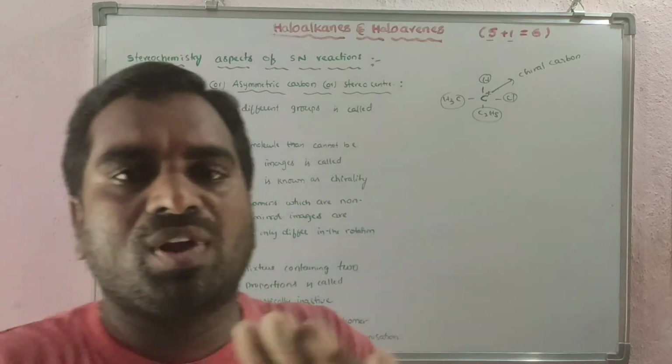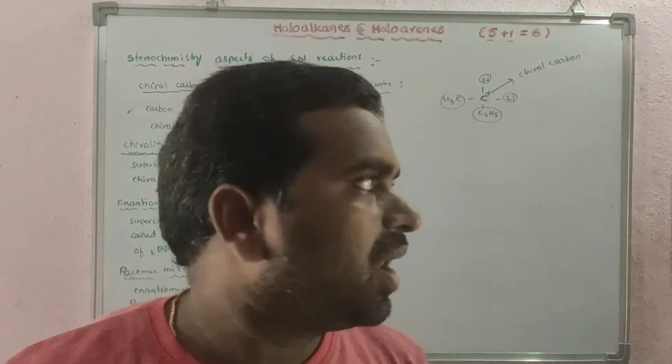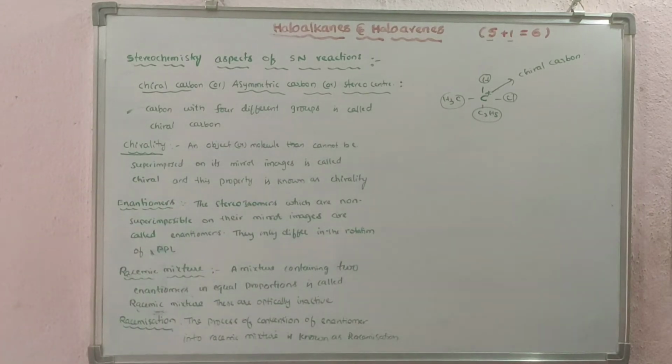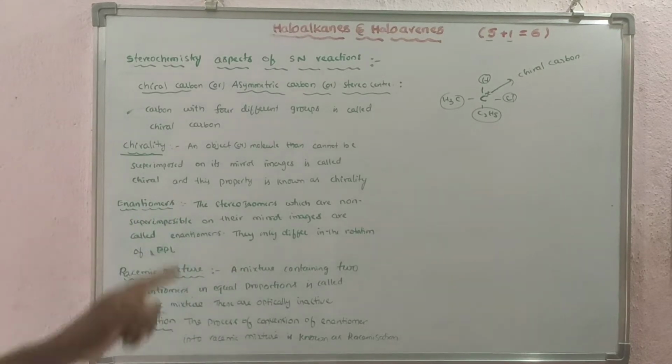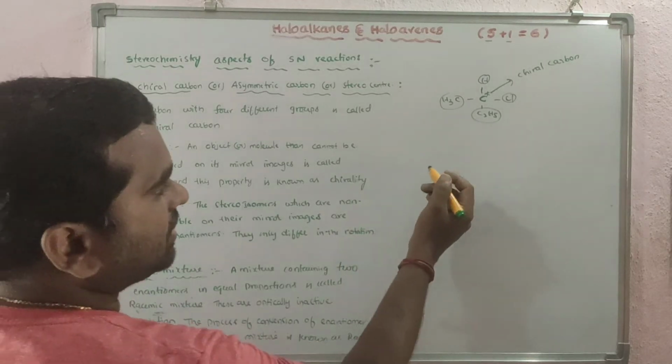Those objects we will call chiral objects, and that molecule we will call a chiral molecule, and that property we will call chirality. Clear? Next one, enantiomers. Clear? I said here one is objects. Here I will take one compound.